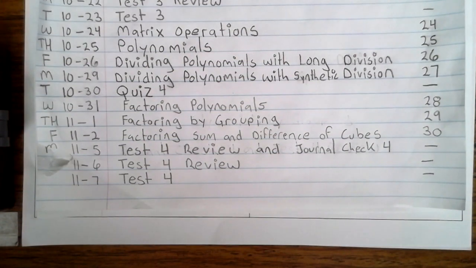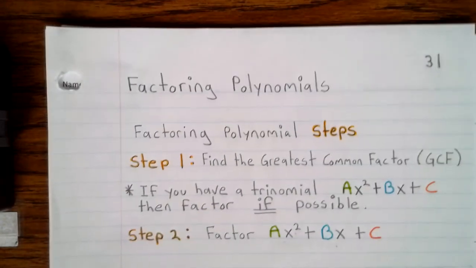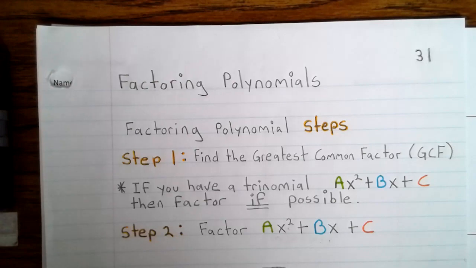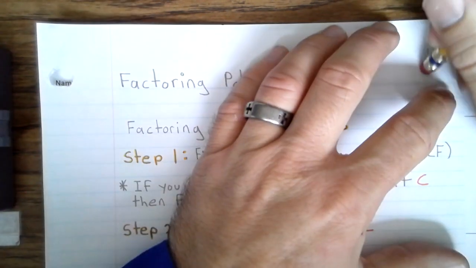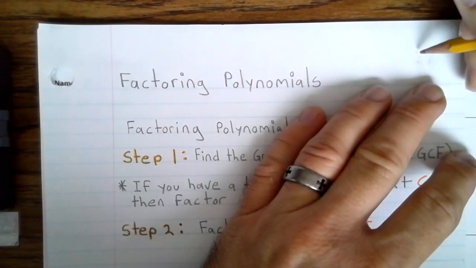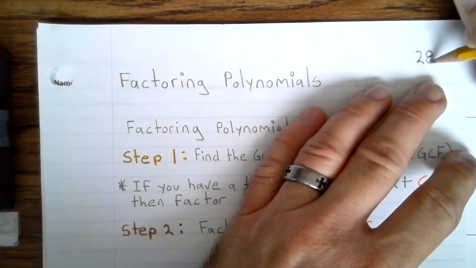Okay, Wildcat. Today we're looking at Wednesday, October 31st, factoring polynomials on page 28. If you would, update your table of contents. All right, now your table of contents are updated. Let's take a look at our notes. And I think that page number is wrong, so let's fix that. It's not page 31, it's page 28.